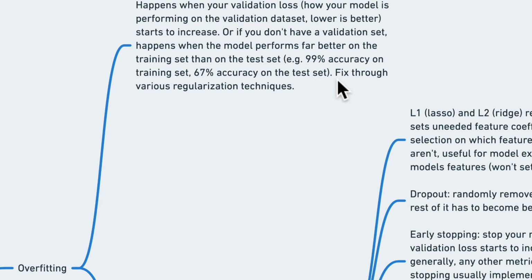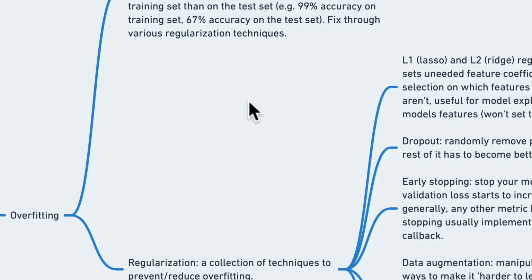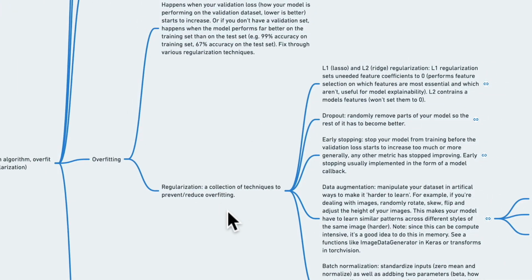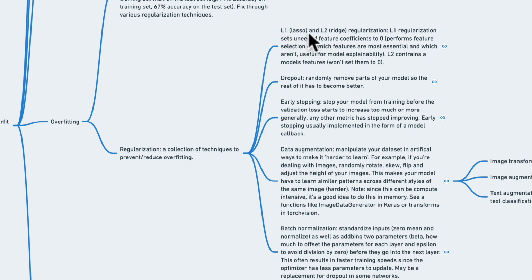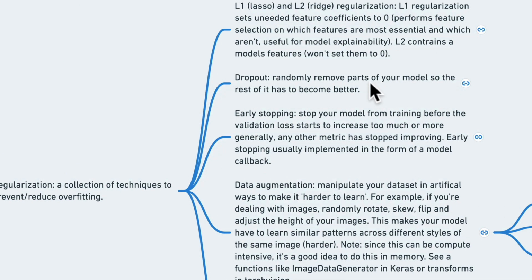You can fix this through the various regularization techniques. Here we go. We've got L1 lasso and L2 ridge regularization, dropout. Dropout is actually really convenient. It basically says, hey, let's remove just random parts of our model so that the rest of it becomes better.